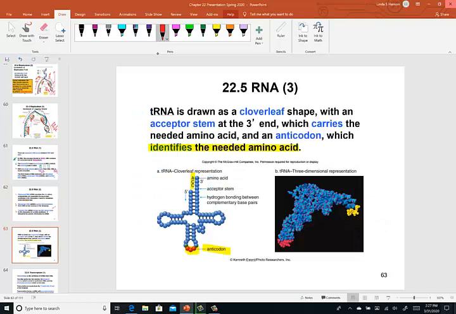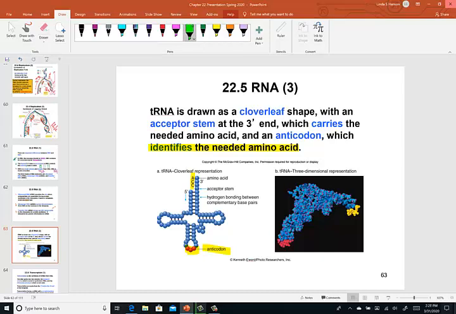The first, the transfer RNA. You're going to see this drawn as a cloverleaf structure. And do you see that cloverleaf? I have that copied and pasted into your note pack on page 10. That transfer RNA is a cloverleaf shape with an acceptor stem at the 3' end, and it carries the needed amino acid. The anticodon identifies the amino acid for the protein being required.